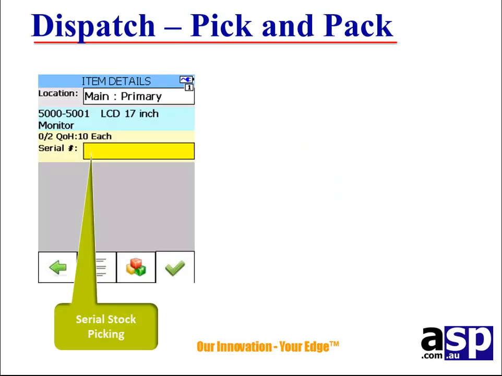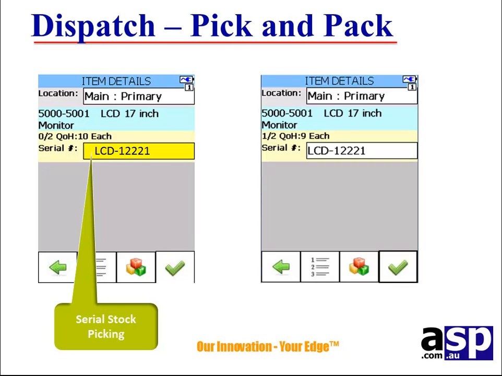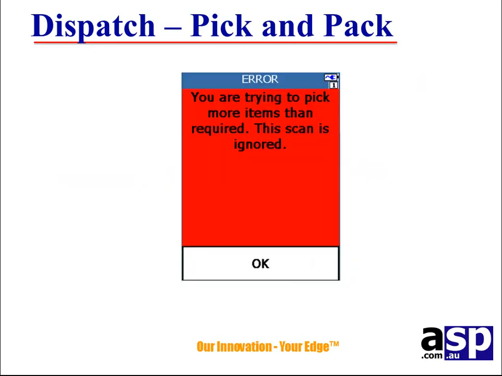If you are using serialized stock and needing to track each serialized item, ASPluris also has this functionality. The screen on the right is showing the same serial number being picked again. Note the quantity 1 of 2 having already been picked. So this scan is ignored.